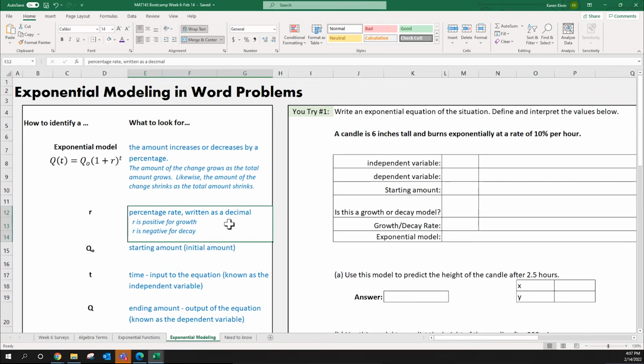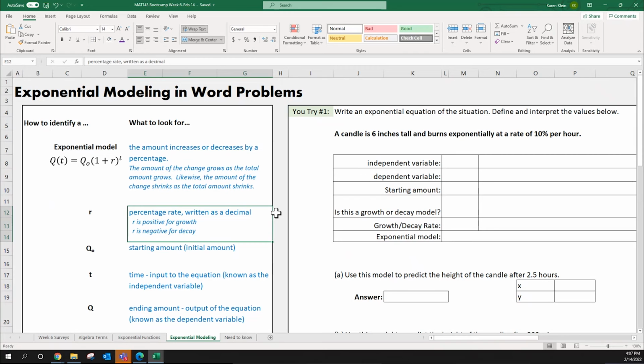The Q sub 0, that means the initial amount. That is the same thing as our A value. So if they tell you it starts at this number, they're giving you that initial amount. In this case, it's called Q sub 0, or Q naught is another way to describe that. Our input is going to be T, and that's going to be relevant to time.